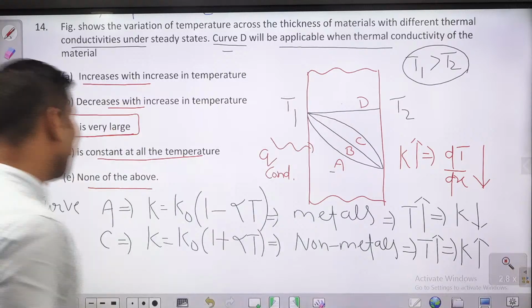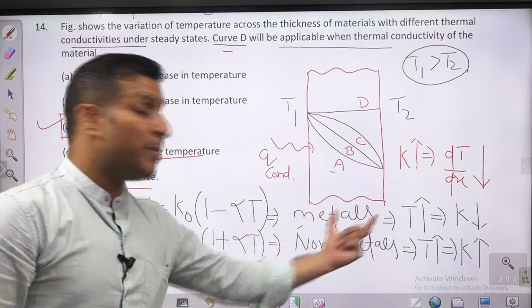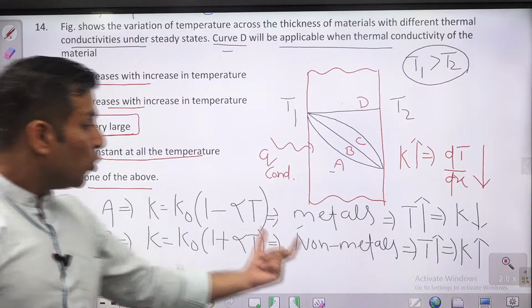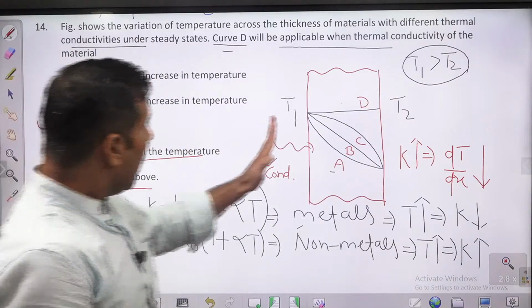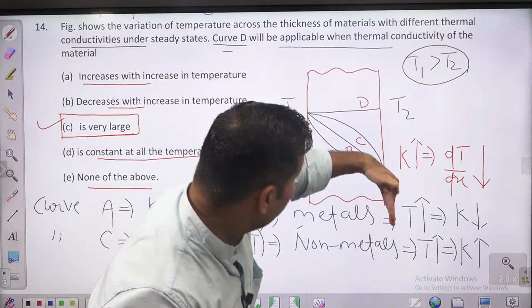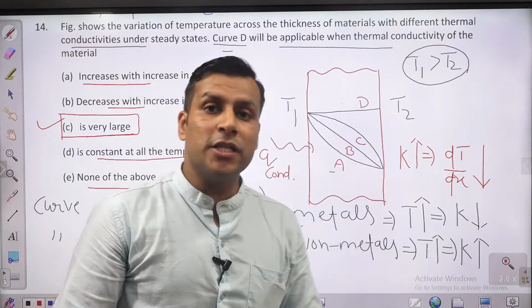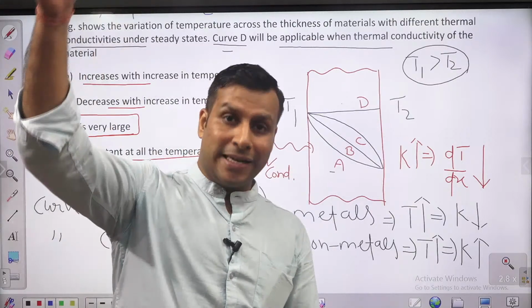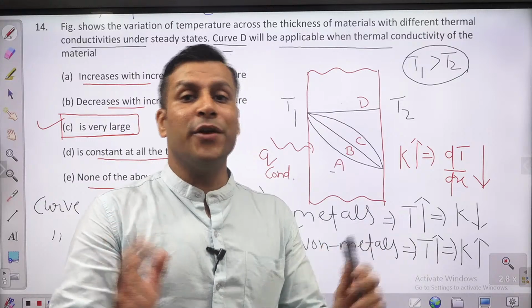I hope this is clear. So curve A belongs to these kinds of materials whose conductivity is decreasing, meaning metals. Curve C belongs to non-metals, whose conductivity will increase with the increasing temperature. You can check it here. At high temperature, the temperature gradient is very less. At low temperature, the temperature gradient is more. Means at low temperature, conductivity is less. At high temperature, conductivity is more. Means conductivity is increasing with the increasing temperature. So if conductivity is increasing with the increasing temperature, you have a non-metal.